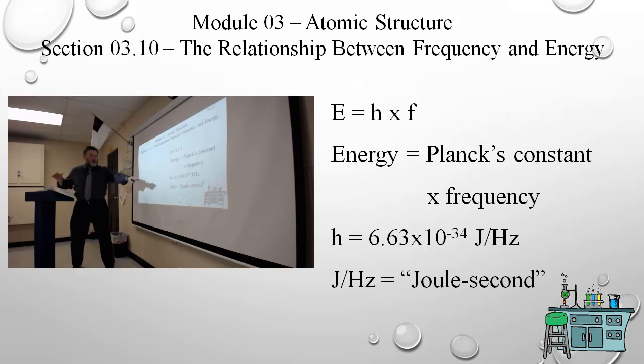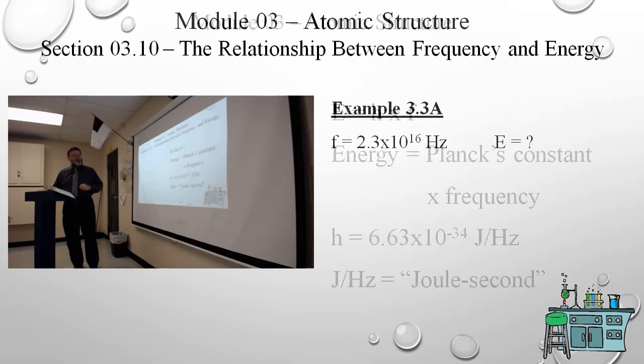Oh, this note too. A joule per hertz is known as a joule second. That's the unit. So how many joule seconds? That's the same as a joule per hertz. Remember, a hertz is a 1 per second. So it's a joule divided by a 1 per second, which is a joule times a second. Again, joule seconds, that's the units for Planck's constant. It's a joule per hertz.